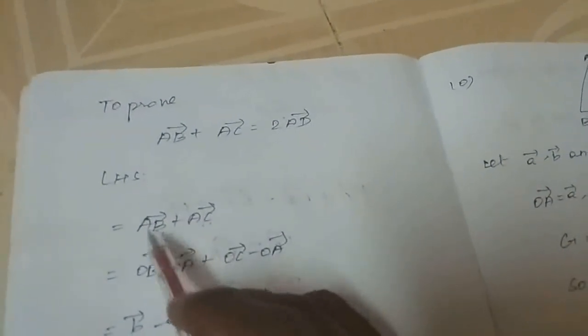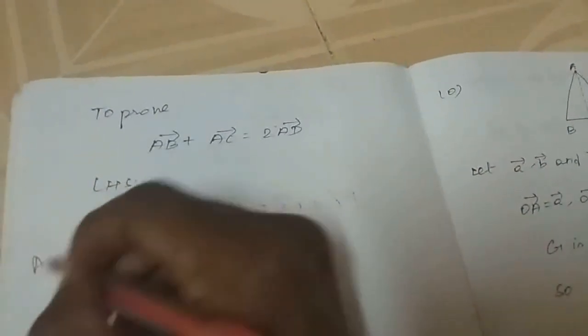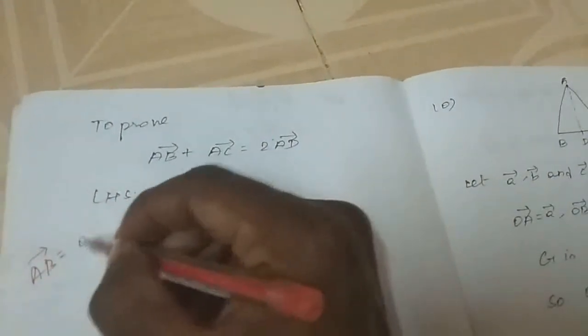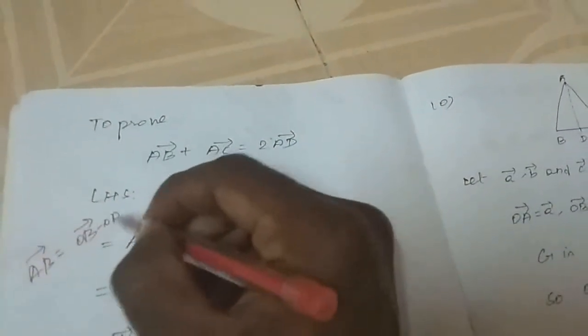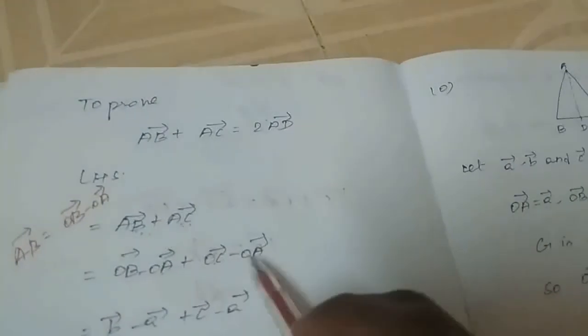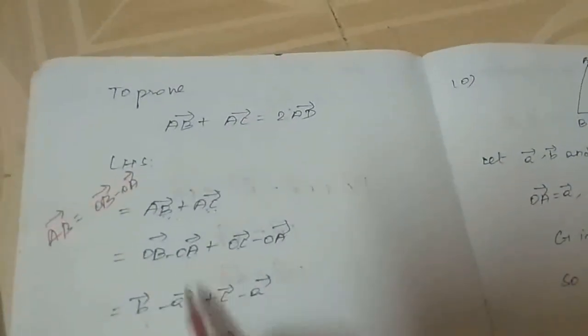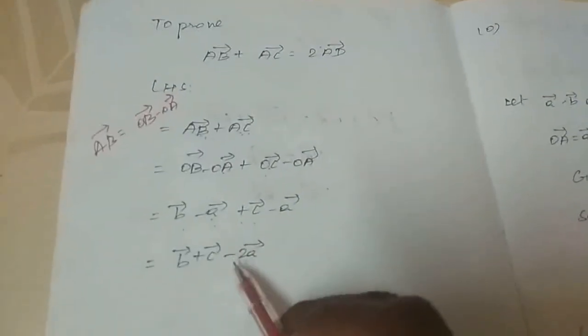What is AB? AB means OB minus OA. AB vector in position vector order is OB minus OA. After that, AC means OC minus OA. OB means B vector, OA means A vector, plus OC means C vector, OA means small a vector. So minus A minus A, that is minus 2 times A, and B vector plus C vector is here.